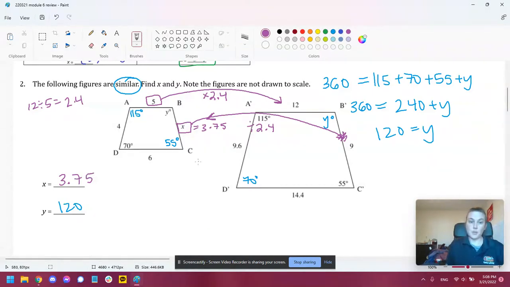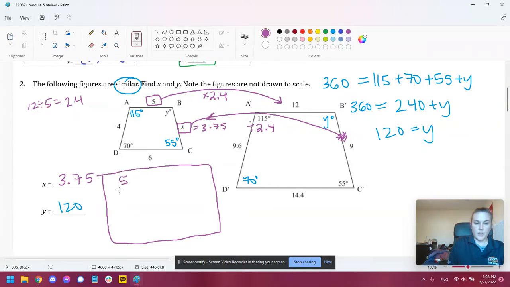If you like ratios better than scale factors, we also could have, down here, said that 5 divided by 12 equals x divided by 9.